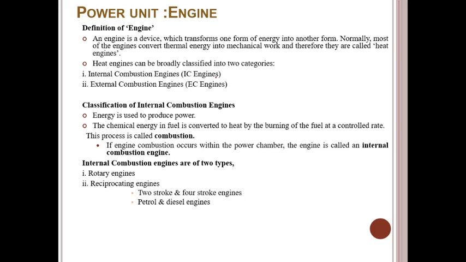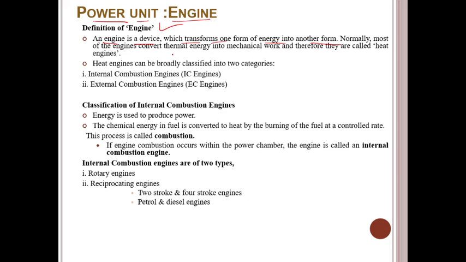Now another concept we have to discuss here: power unit or engine. First of all, we define the engine, guys. What is an engine? An engine is a device which transfers energy from one form to another form. That is called an engine.